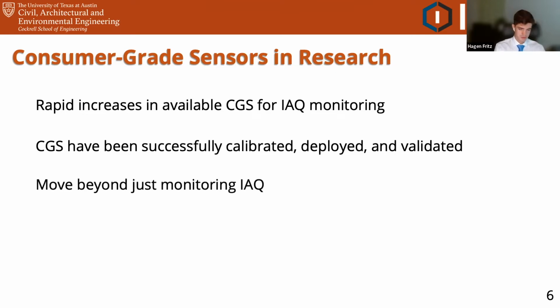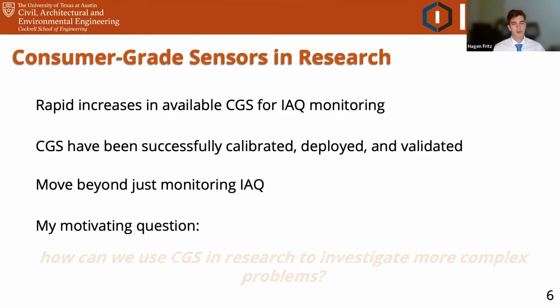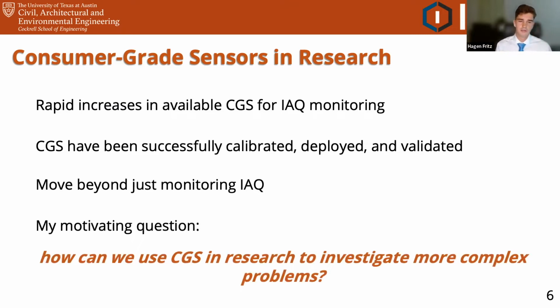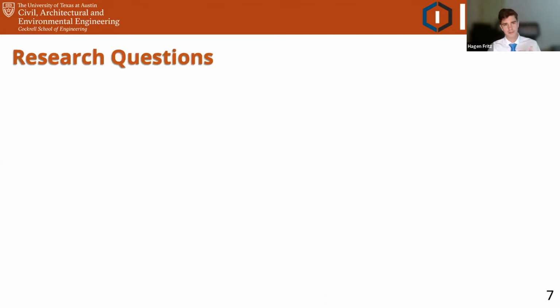But now that we've proven that consumer grade sensors can give us these trustworthy results, we need to move beyond just monitoring indoor air quality, just creating these networks and saying, hey, it works, right? We need to start linking the indoor air quality data with other streams of data. That's my motivating question behind all the research that I do: how can we use consumer grade sensors in a research context to explore some more complex problems. I've broken this question down into 4 sub-questions. They almost function more as steps along my path.